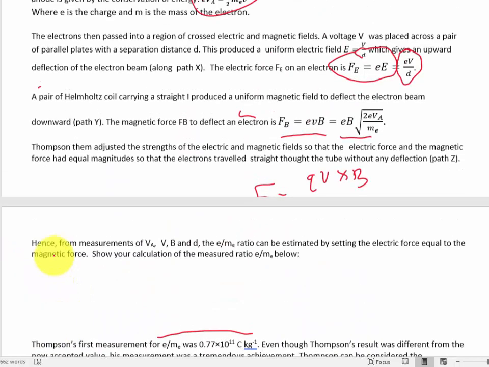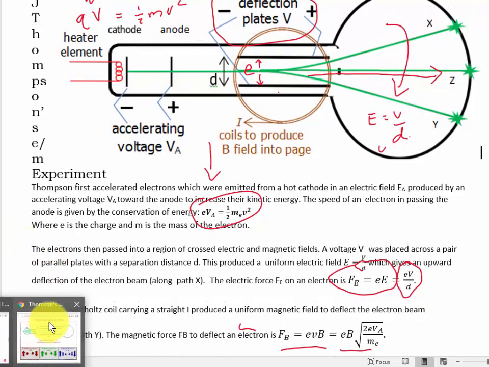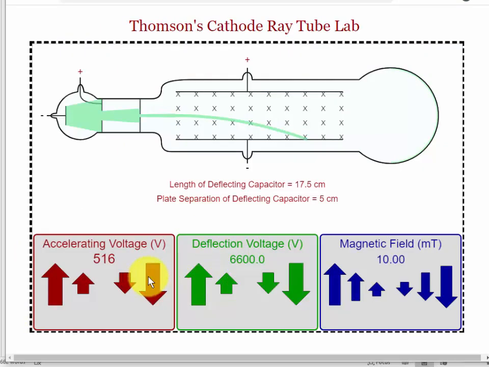Now, you're going to go ahead and pop open the simulation. It's pretty straightforward. I'm going to get this right here, and you can just mess around with these controls such that the beam is going to go straight through.